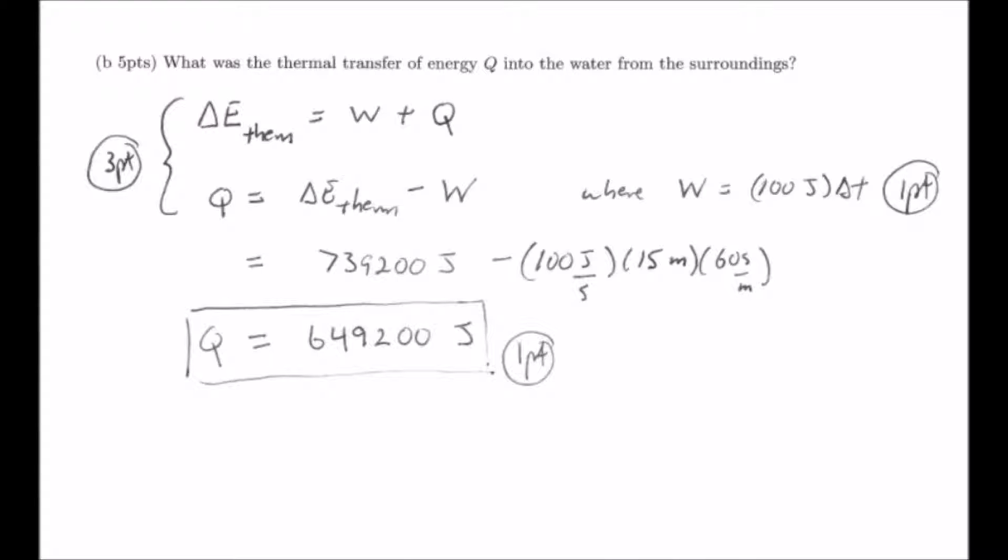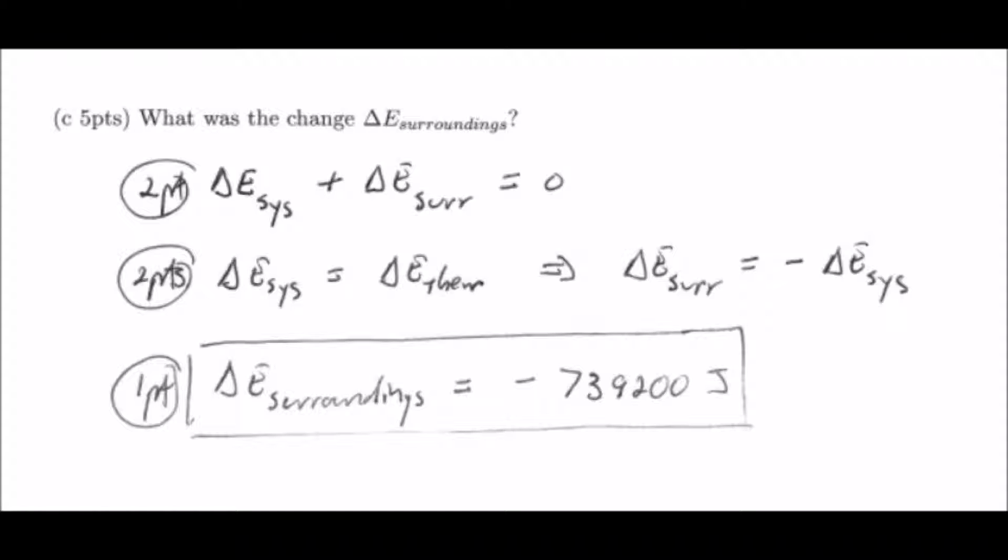The next portion dealt with the energy principle because it asked for the change in delta E of the surroundings. Through the energy principle, the delta E of the system and the delta E of the surroundings should sum to 0. As a result, we can set delta E of the system equal to delta E thermal, and delta E of the surroundings equal to the negative of the delta E of the system. So the delta E of the surroundings equals negative 739,200 joules.